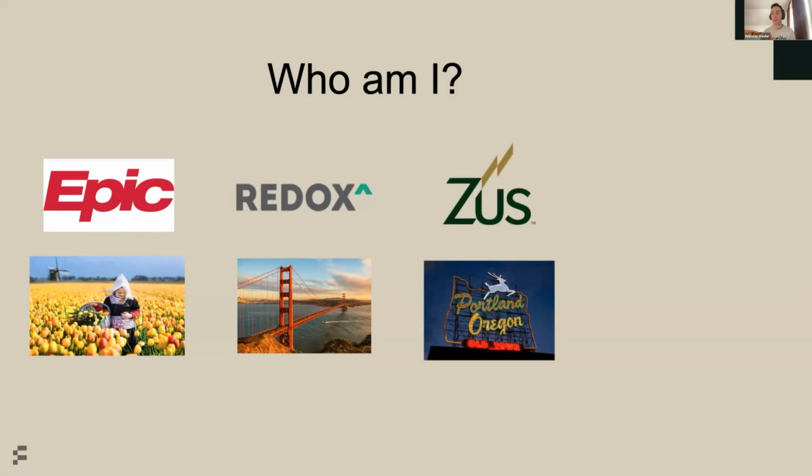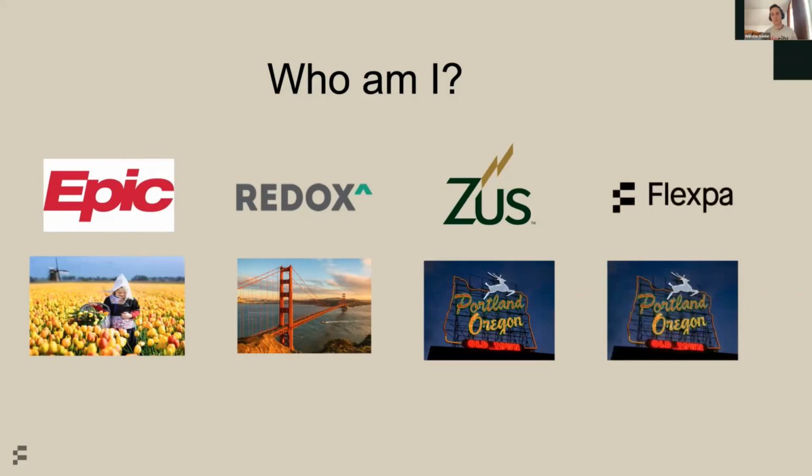I then went to Zeus, another interoperability company, more focused on virtual care providers. I moved up to Portland, Oregon. Zeus is based out of Boston. Zeus uses a FHIR data store. So I started to really get into the nuts and bolts. But then FLEXPA is a patient access company, again, to Plaid. And we're connected to CMS patient access APIs, which are all FHIR.